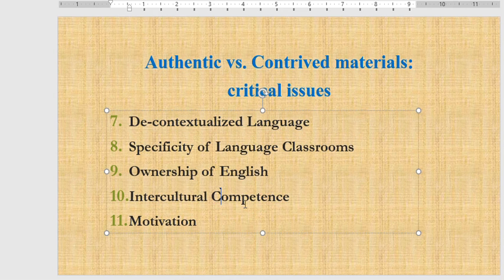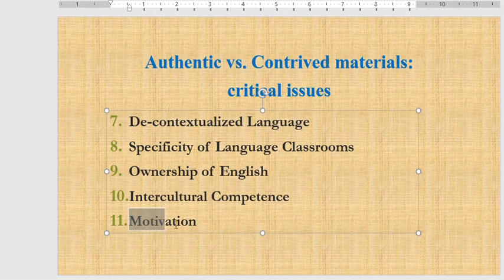Again, intercultural competence. If we use contrived materials, we only focus on our own culture. We deprive our students of intercultural context. When we use, for example, the language produced by proficient speakers from Japan, from China, from Iraq, from other countries of the world, students familiarize themselves with intercultural features and assumptions and beliefs and things like that.